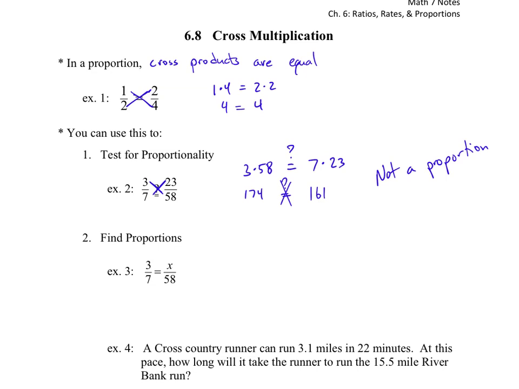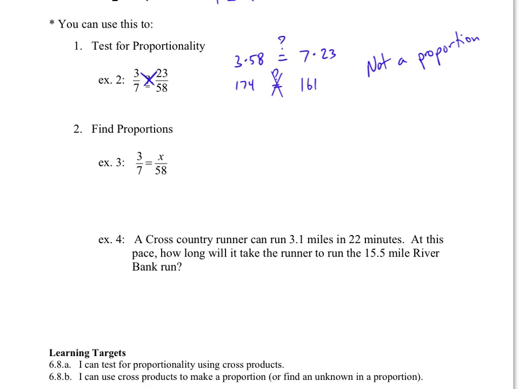The other thing that it's helpful for is finding proportions, so finding that missing value. So let me show you the algebra behind it, and you can write it down. According to this, 3 times 58 should be equal to 7 times x, because those are cross products, if you want to make it a proportion. Do you agree? Okay. We already know 3 times 58. We did that one right above. That's 174 is equal to 7 times x.